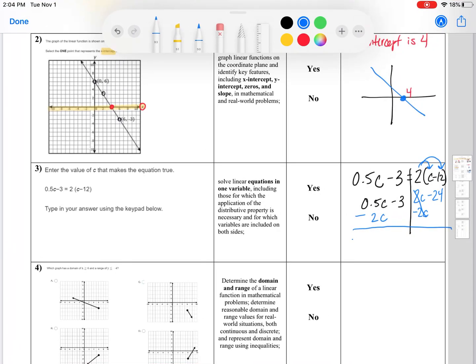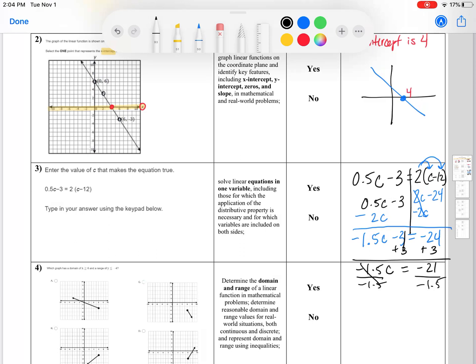So that gives me negative 1.5c minus 3 is negative 24. The next step to get c by itself is to move the 3: plus 3 and plus 3. That gives me negative 1.5c is negative 21. Then last step, I'm going to divide by the number in the front and divide by the number in the front.